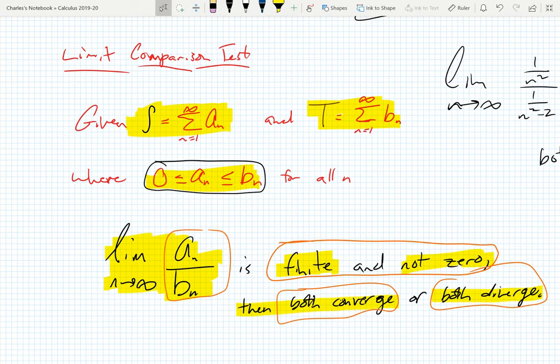So what's important with the limit comparison test is that you pick a series that you know either diverges or converges. If I'm comparing it to a series that diverges, the limit comparison test is only going to tell me that that series diverges. If I'm comparing it to a series that converges, the limit comparison test is only going to tell me that that series converges.